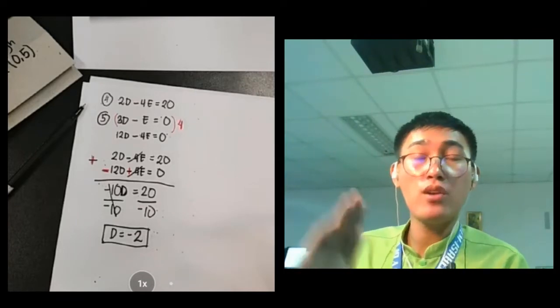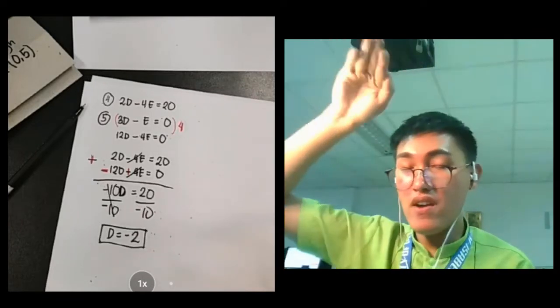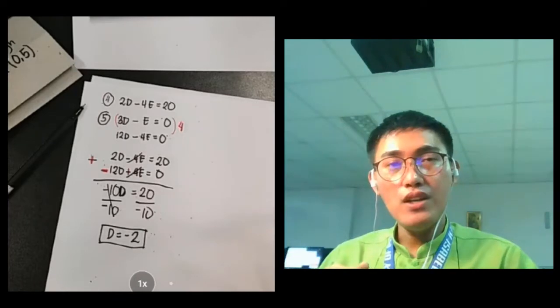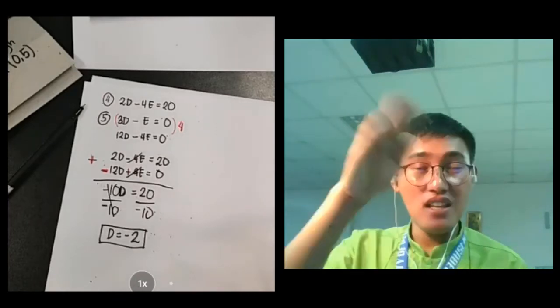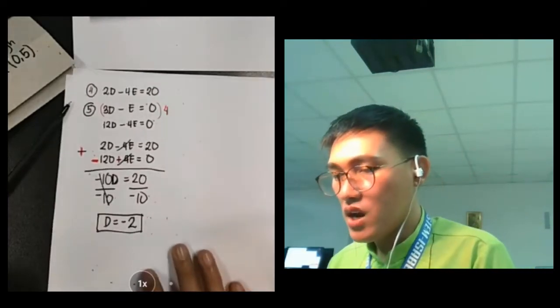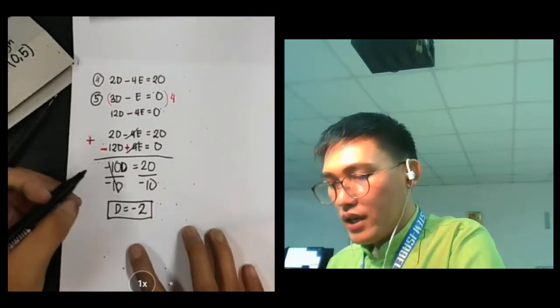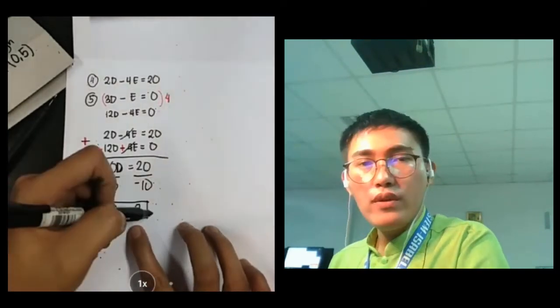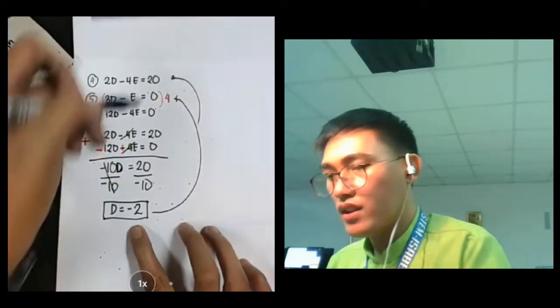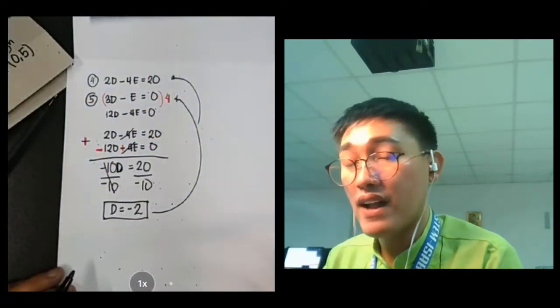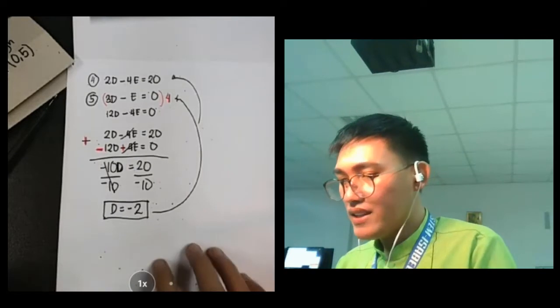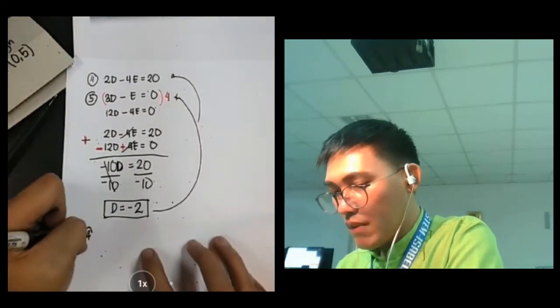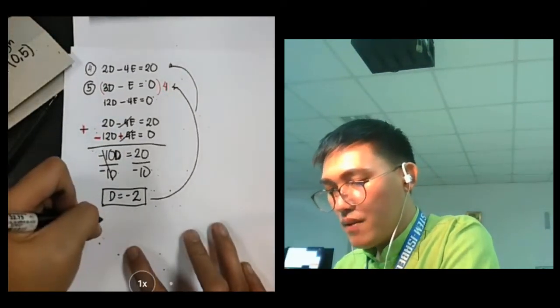Alright, so what are we going to do? You choose one equation here to substitute the value of d to get the value of e. Okay, let's say I want to choose equation number 4. That would be 2d minus 4e is equal to 20, where d is equal to negative 2. We'll just substitute negative 2 here to find the value of letter e.